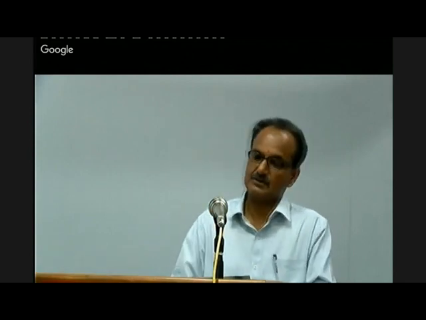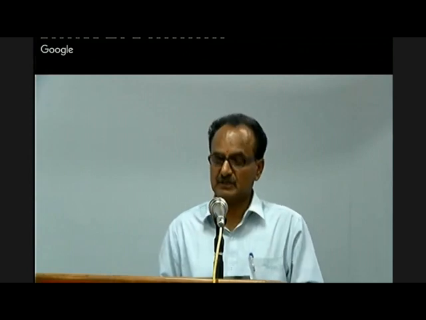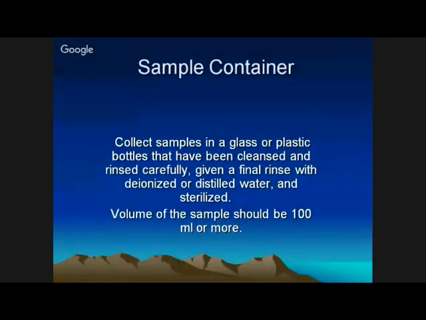Then again, the sample container: whether you have to choose a glass container or a plastic container. According to your sampling protocol or sampling design, before you go to the field it should be decided what type of sample you are collecting and what type of parameters have to be analyzed. Accordingly, you choose a glass container or a plastic container.